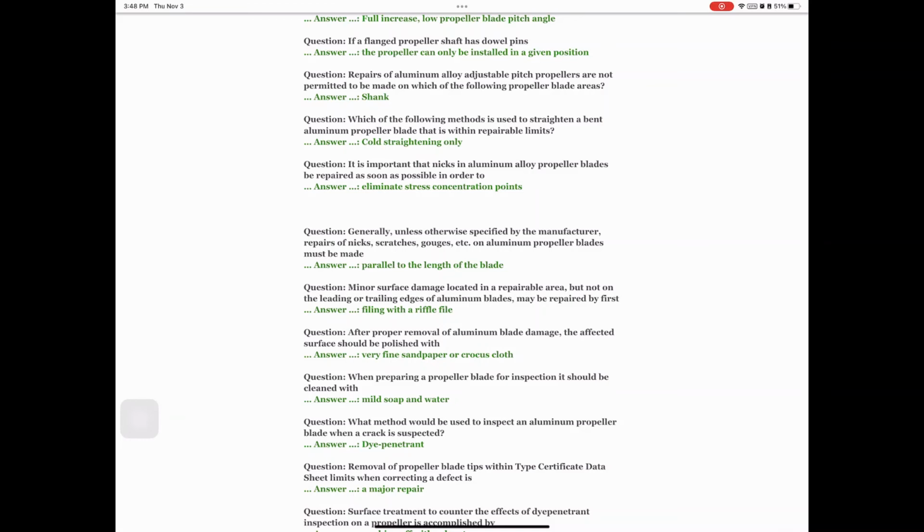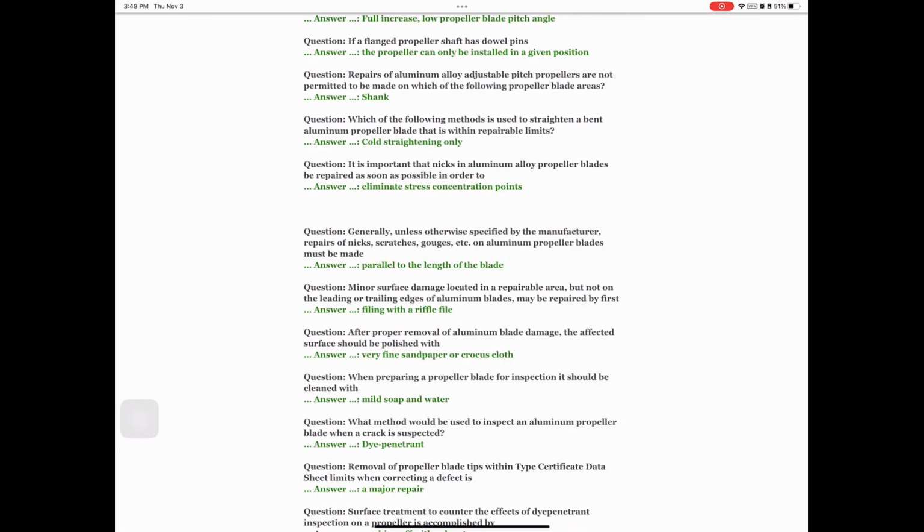Question. Repairs of aluminum alloy adjustable pitch propellers are not permitted to be made on which of the following propeller blade areas? Answer. Shank. Question. Which of the following methods is used to straighten a bent aluminum propeller blade that is within repairable limits? Answer. Cold straightening only.